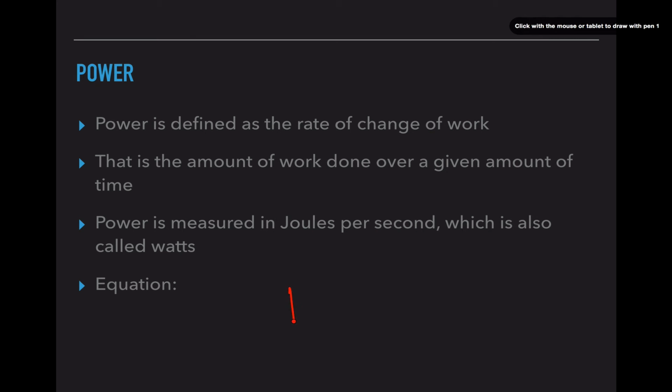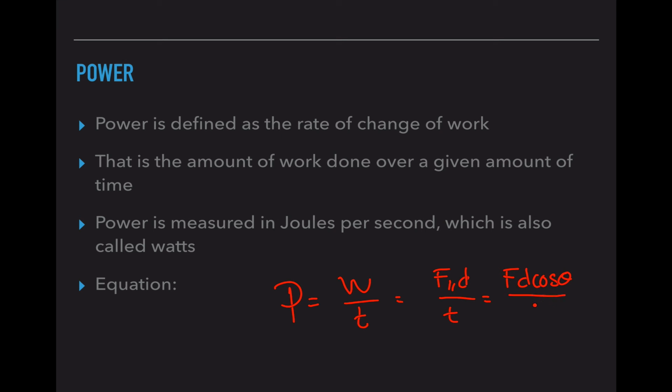Our equation for power is work over time, which we can do force parallel distance over time, or force times distance cosine theta over time. All of these are interchangeable because they calculate the same value. So you could use power equals this. We could ignore this middle section, do power equals force times distance divided by time, or we can ignore the first two and do power equals force times distance cosine theta over time. All three of these could work for the power equation.